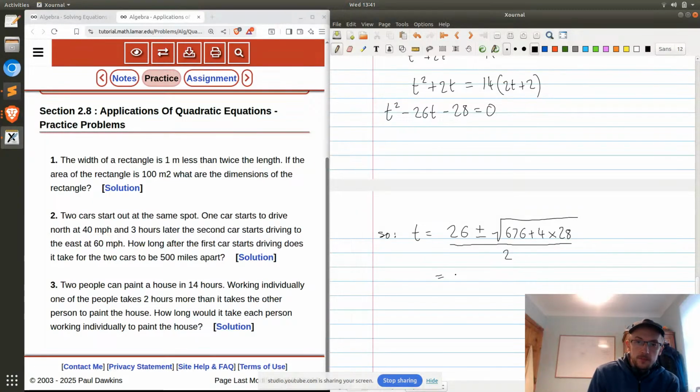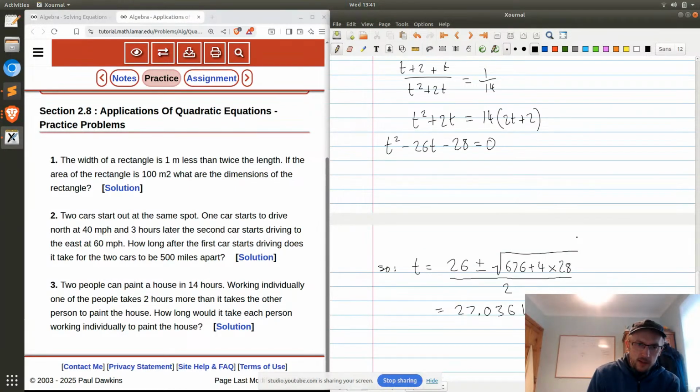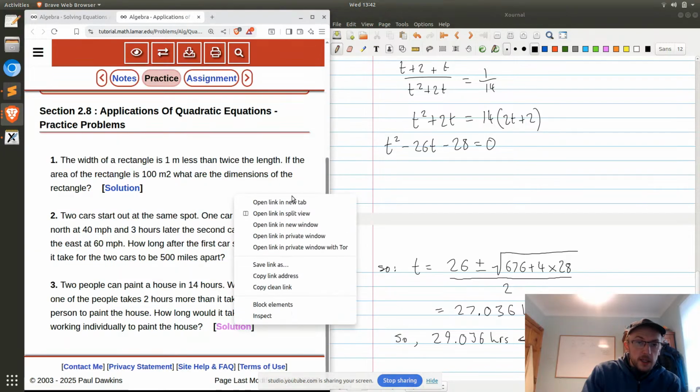$27.0356. All right, whatever. 27.0356 hours. That's for the fast guy. Fast person, whatever. And so 29.036 hours for the slow person. Let's see if that's right.